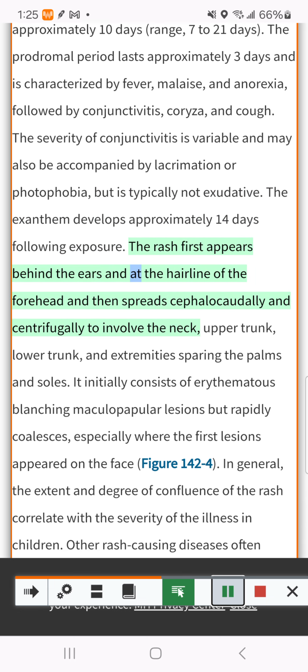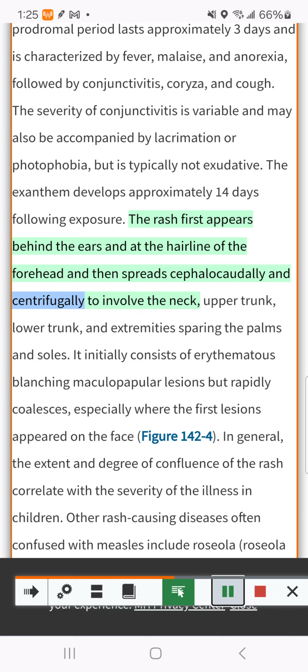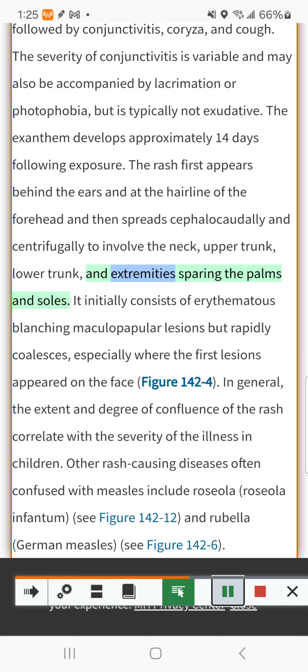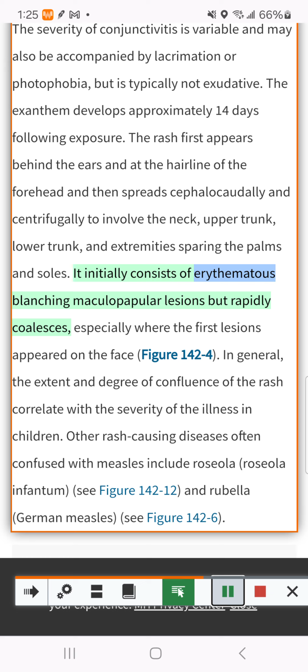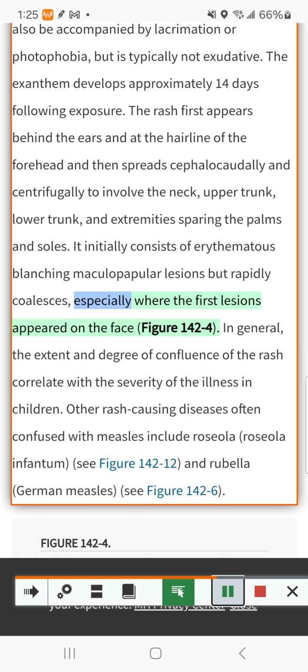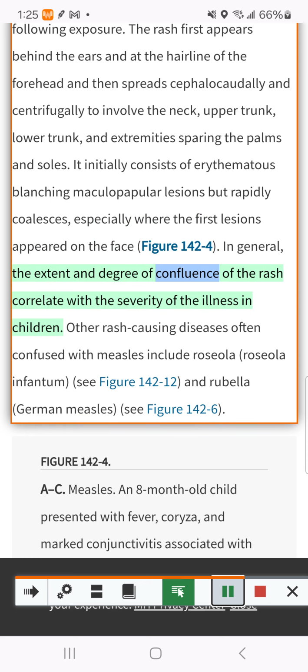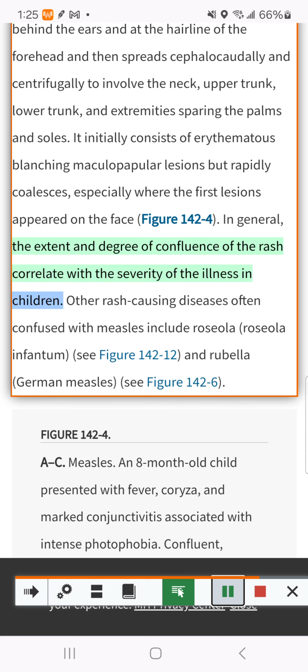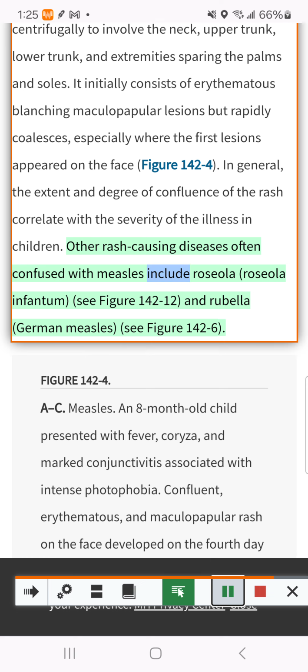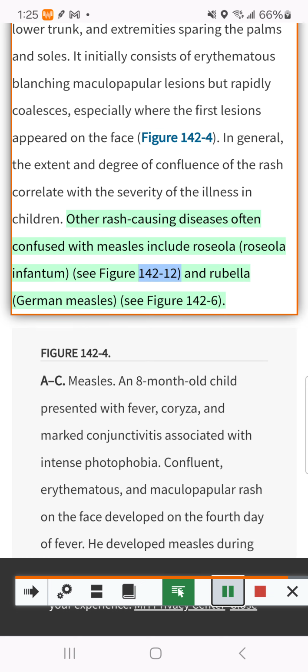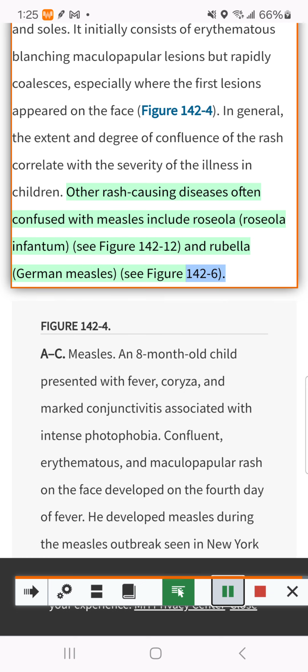The rash first appears behind the ears and at the hairline of the forehead and then spreads cephalocaudally and centrifugally to involve the neck, upper trunk, lower trunk, and extremities, sparing the palms and soles. It initially consists of erythematous blanching maculopapular lesions but rapidly coalesces, especially where the first lesions appeared on the face, figure 142-4. In general, the extent and degree of confluence of the rash correlate with the severity of the illness in children. Other rash-causing diseases often confused with measles include roseola infantum, see figure 142-12, and rubella, German measles, see figure 142-6.